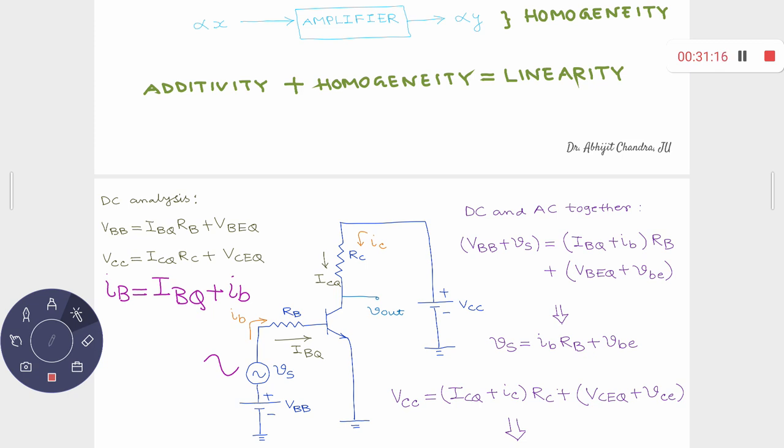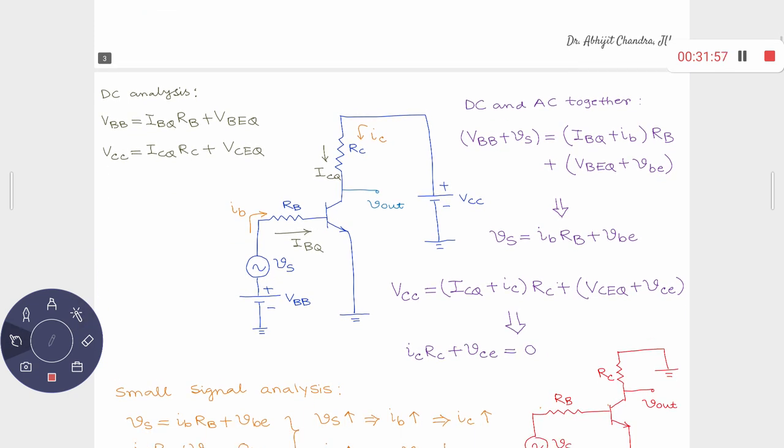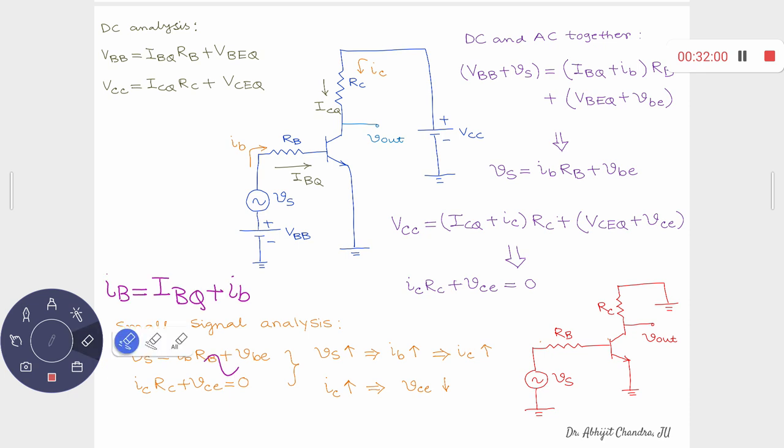Not surprising. Then comes the output side. The output side also, what can you write? When this input signal VS is present, how can you write down the expression for the KVL? VCC is equal to this drop plus this drop. So VCC is equal to ICQ plus IC, that is the total instantaneous collector current, multiplied with RC, plus VCEQ plus small VCE. And already you know that VCC is equal to ICQ times RC plus VCEQ from this expression. So ultimately, it leads to IC RC plus VCE is equal to 0. That is surprising to some extent. IC RC plus VCE is equal to 0.